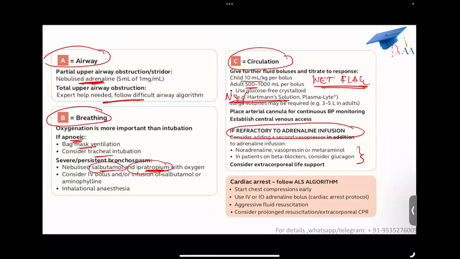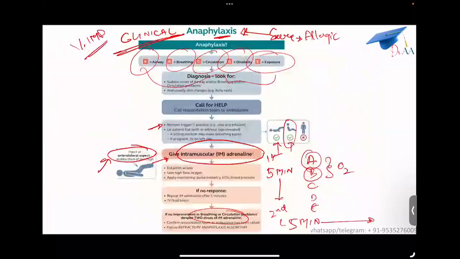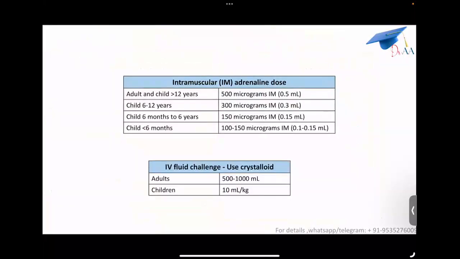You can start adrenaline with noradrenaline or vasopressin. Those kinds of drugs can be started. If the patient is on beta blockers, adrenaline effects might not be that great. This is the reason we usually tend to give glucagon. Okay, so consider all these parameters. This is very important from an exam point of view. So you need to remember this.